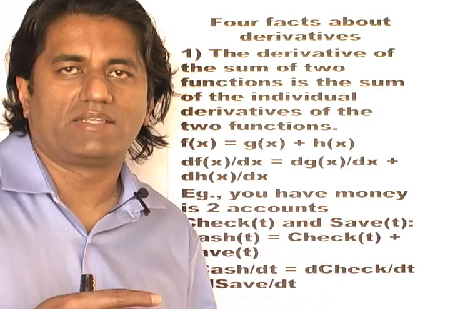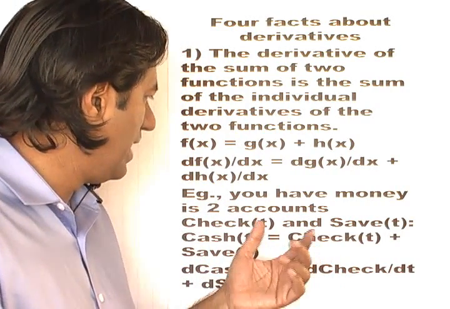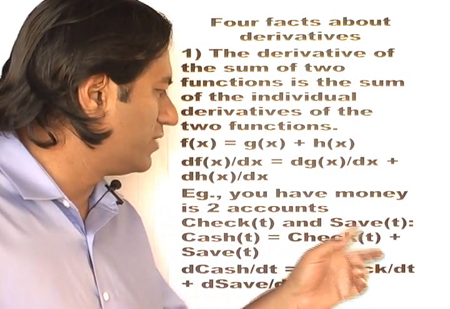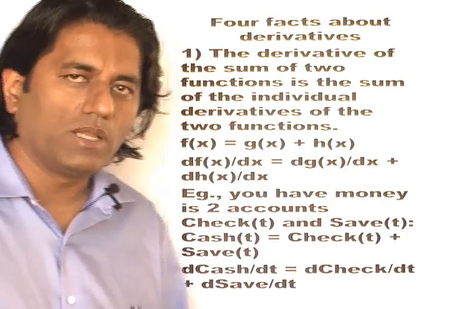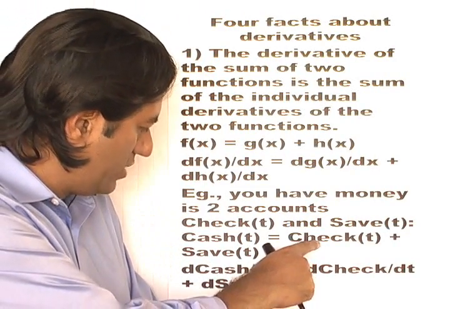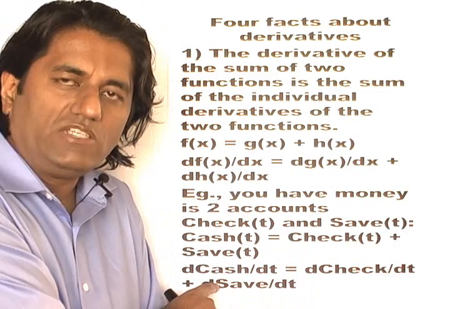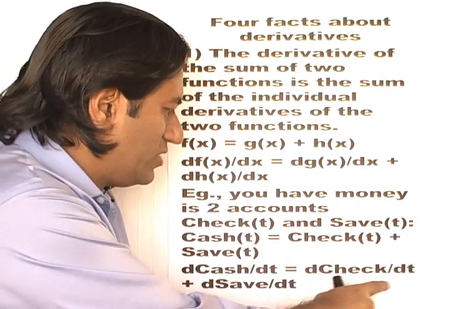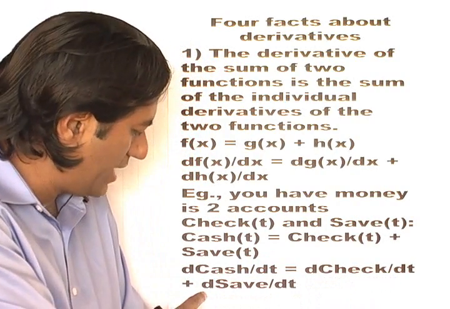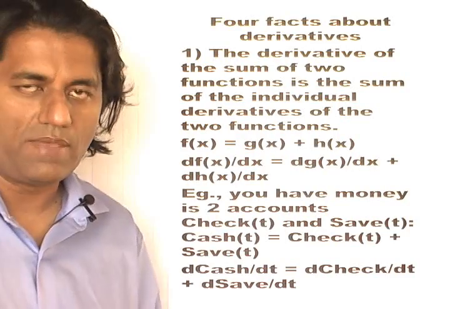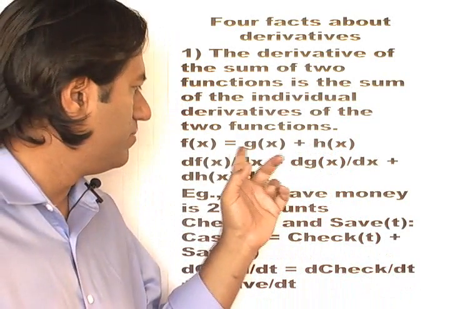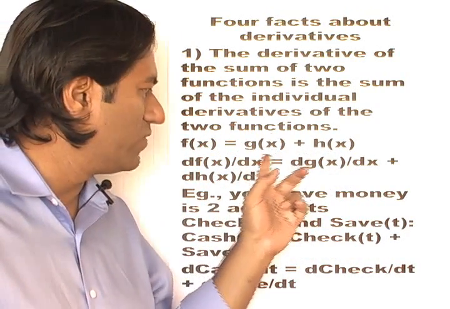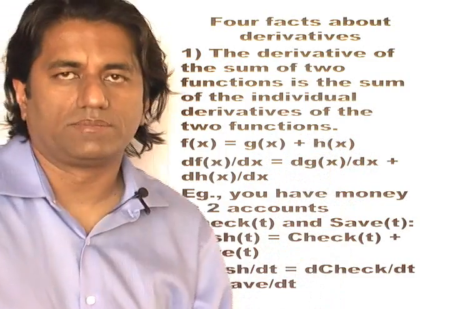For example, think that the total amount of money that you have is the sum of money that you have, let's say, in your checking account and your savings account. So the total amount of cash equals the money in checking plus savings, then the rate of change of cash for you with time would be the rate of change in the checking account plus the rate of change in the savings account. Okay. So essentially, the rate of change of this function f(x) equals the rate of change of g(x) plus h(x).